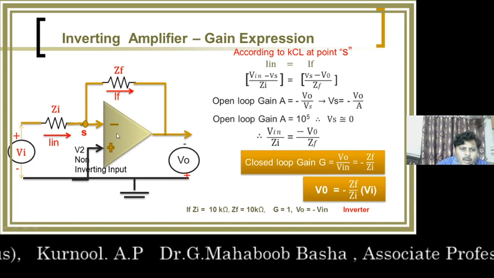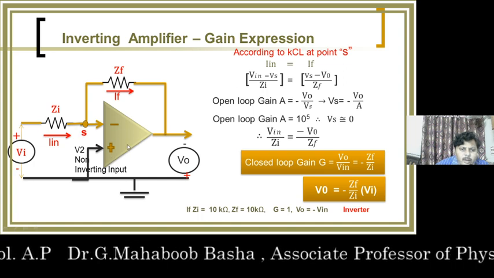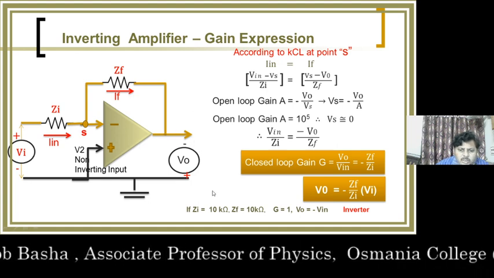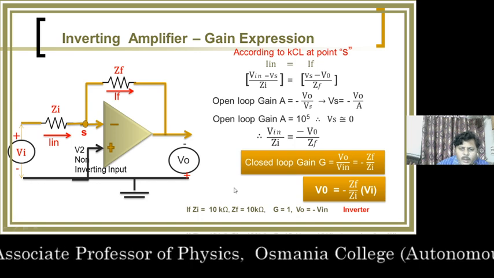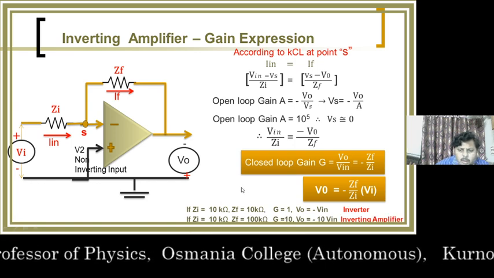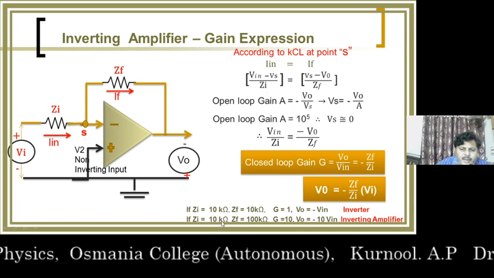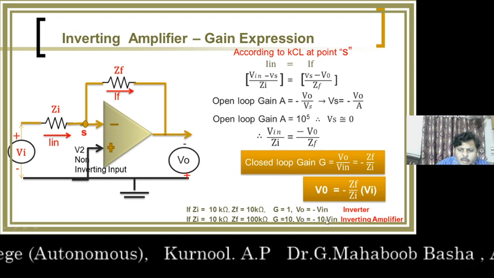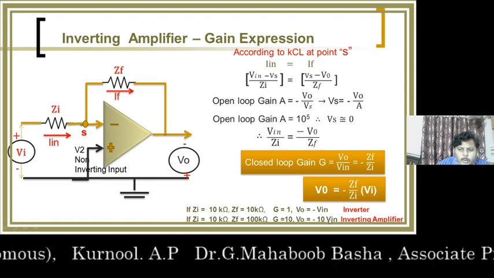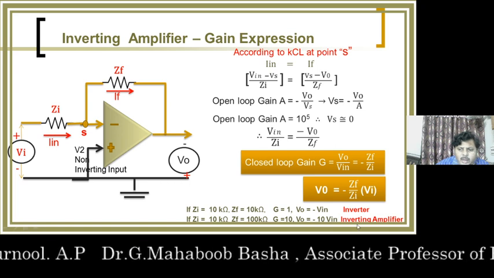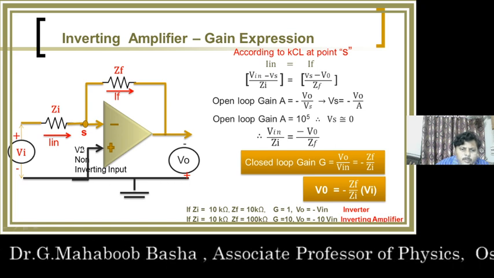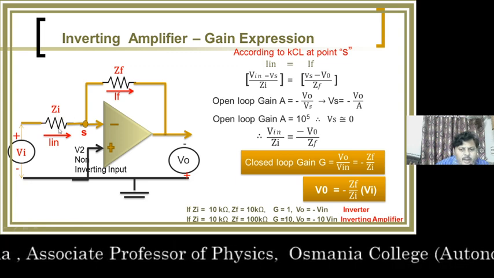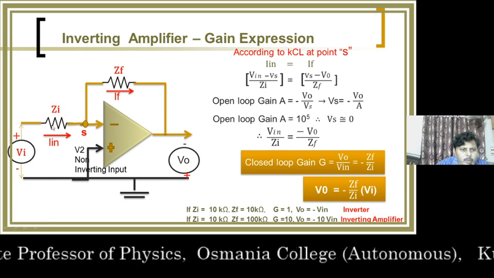In mathematical applications where we need inverter circuits, we can use the op amp as an inverter by choosing Zi and Zf the same value. Next, if we select Zi equal to 10K and Zf equal to 100K, the gain of the amplifier is 10. Therefore it amplifies the input voltage 10 times. Such circuits are called inverting amplifiers. Here we should remember that the input impedance of the circuit should be very high, so practically the Zi value should be greater than 10K.